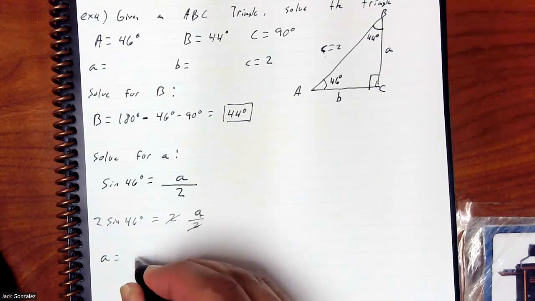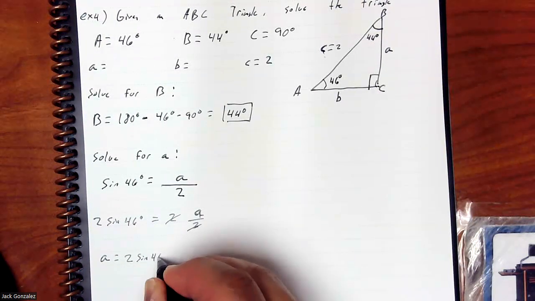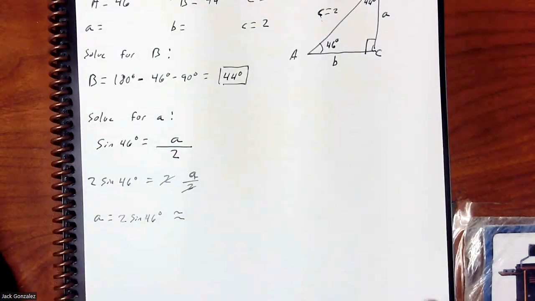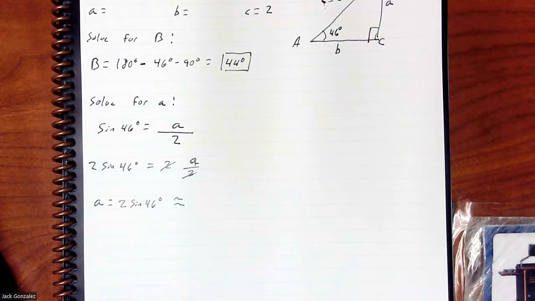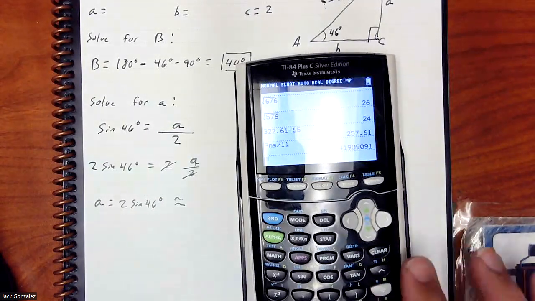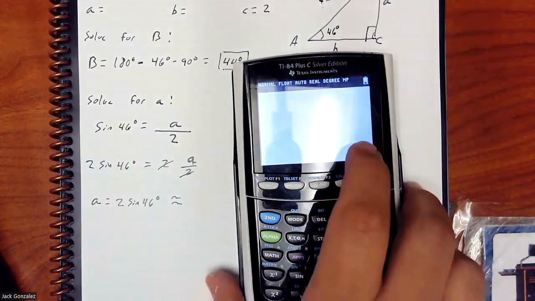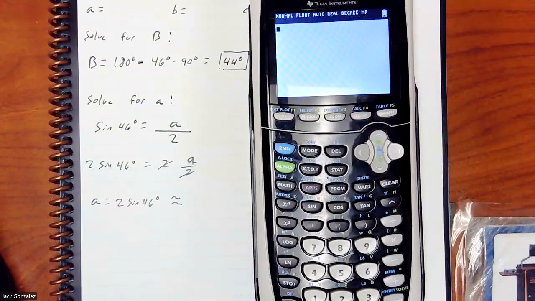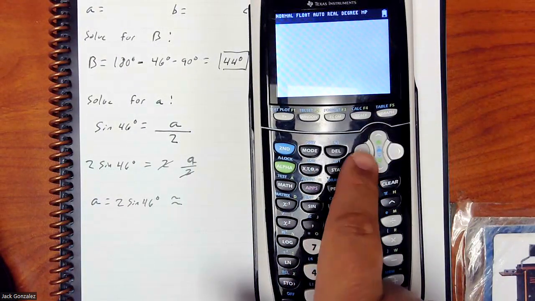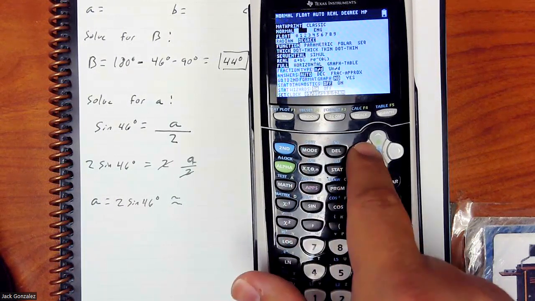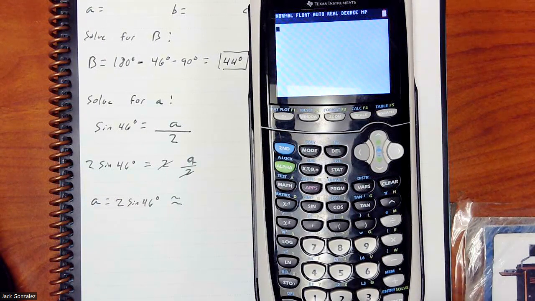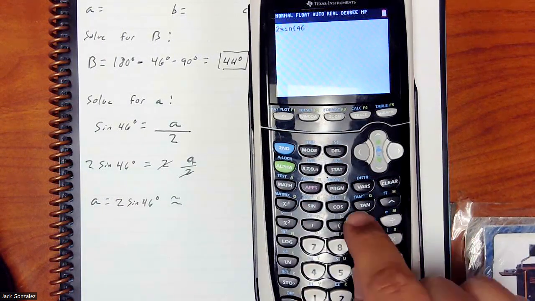So a is equal to 2 sine 46. At this point, you have to use a calculator. Make sure it's in degrees. Any scientific will do. If you have one of these, make sure you go to mode first. Check if you're in degree. Yeah, we're good.